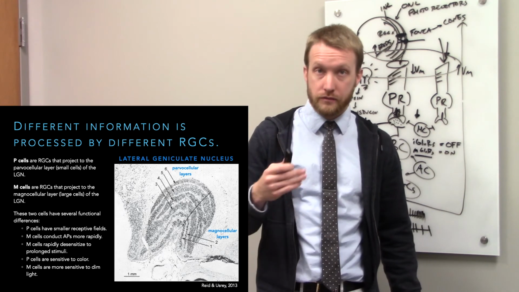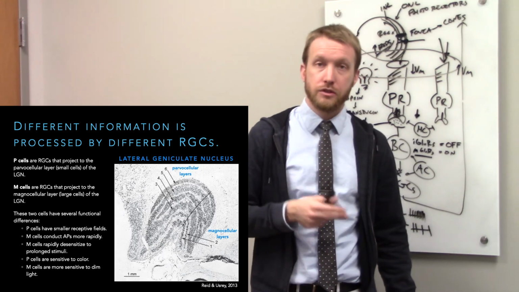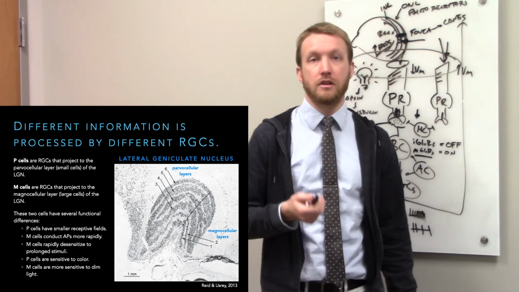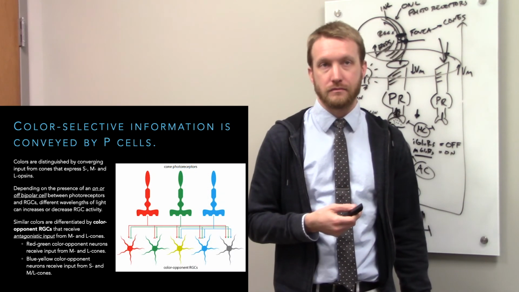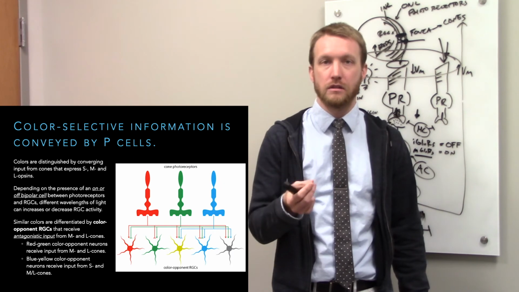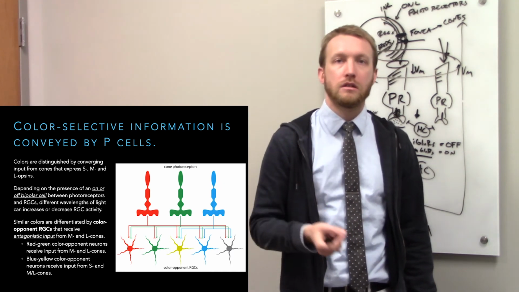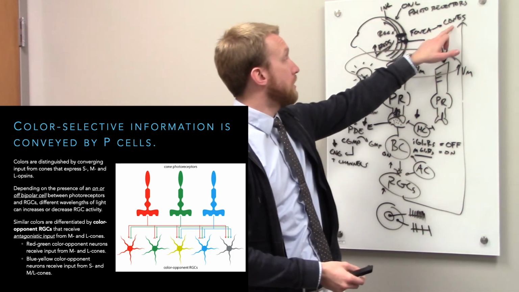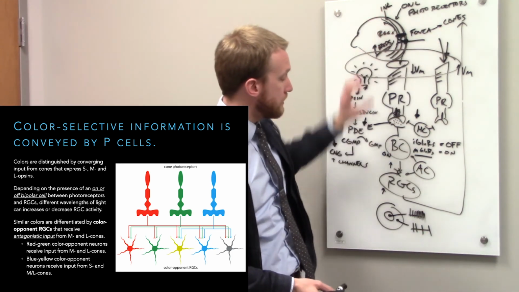So 3, 4, 5, and 6. And then the first two layers of the lateral geniculate nucleus, the magnocellular layers, are going to be hit by M cells. So those P cells are color sensitive because they're hooked up to cones. So in the fovea, where we have all of our cones, that's where we're collecting our P cells as well.